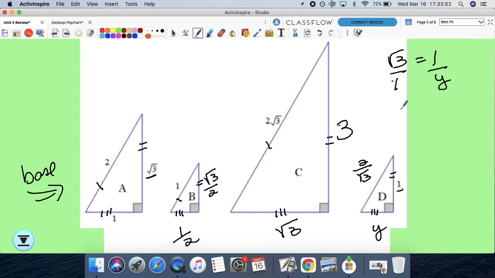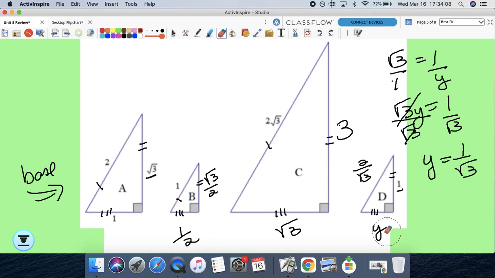Cross multiply, we get square root of 3 times y, and then 1 times 1 is just 1. Divide both sides by square root of 3. That crosses out, and y equals 1 over the square root of 3. So, there you go. We get all the sides. It's a nice little problem, isn't it?